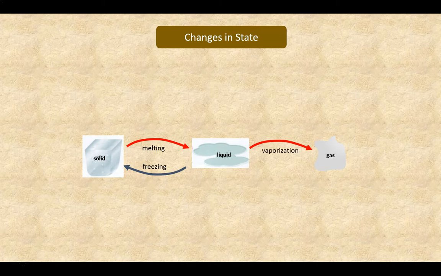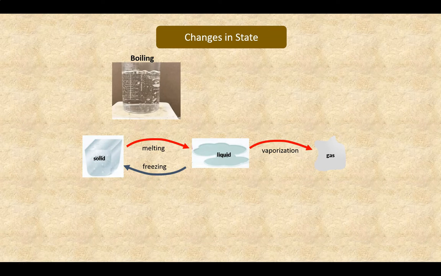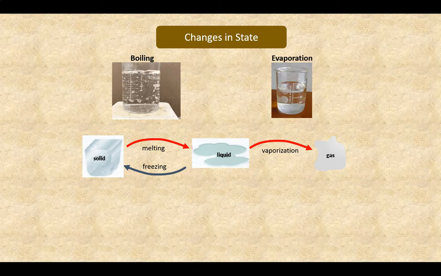It's vaporization. Let me pause a moment to look at this word. Notice that it does not have the letter U in it. The word vapor has U, but not vaporization. Now, vaporization from liquid to gas has 2 forms, boiling and evaporation. In both cases, liquid is changing to gas.